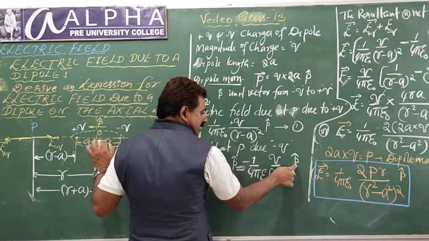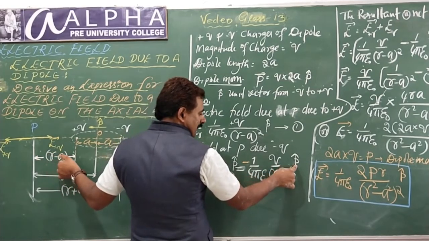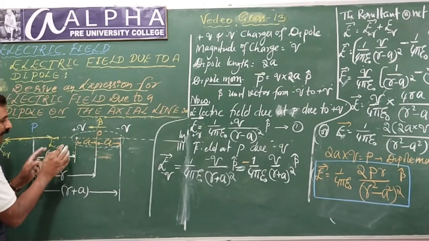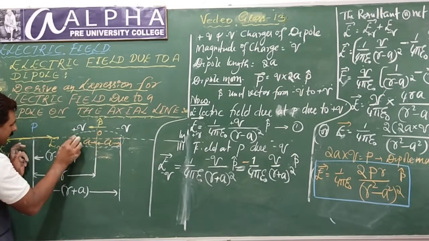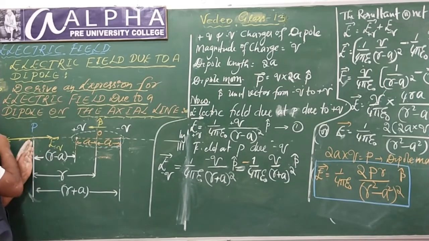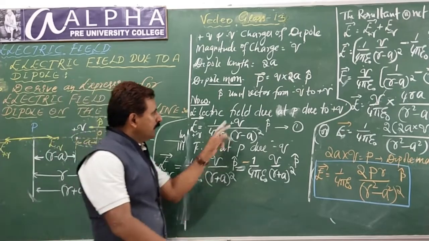What is the direction of this? Minus q to plus q. The direction of electric field due to minus q is to the right. Why? Because minus q attracts and plus q repels. That's why for plus q the electric field is left, and for minus q it is right. These two are opposite, as I showed you. Then you add these two.